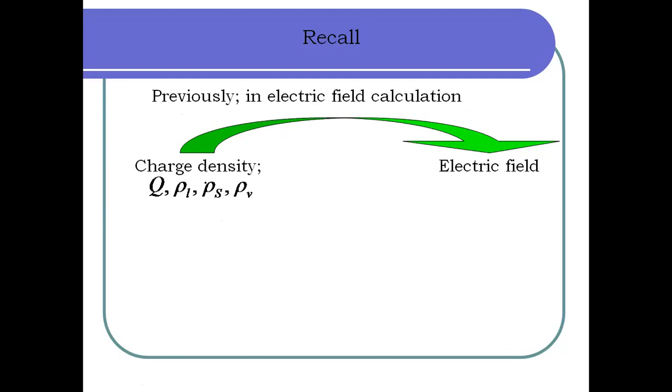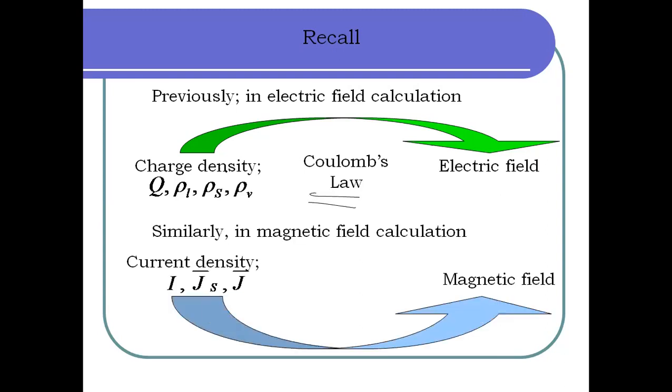We have learned in Coulomb's law, chapter 2, about the charge densities: point charge, line charge, surface charge, and volume charge. These charges can be used to produce the electric field intensity by using Coulomb's law. Similarly, in the current lecture, if we have the current elements I, J_S, and J, we can use them to calculate the magnetic field intensity by using a law called Biot-Savart's law.